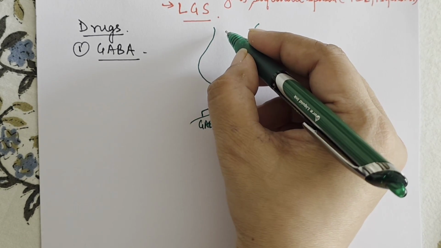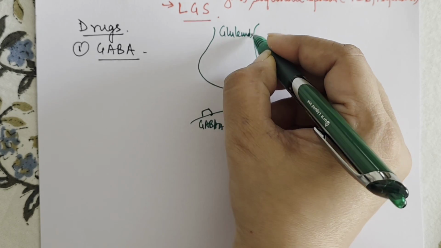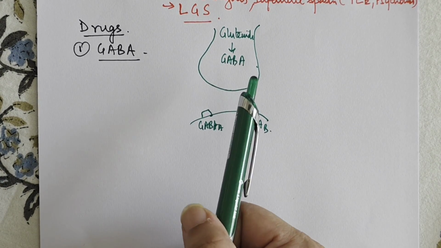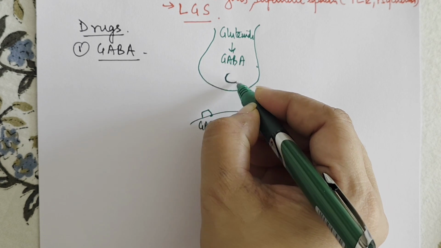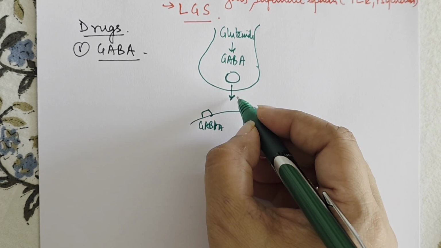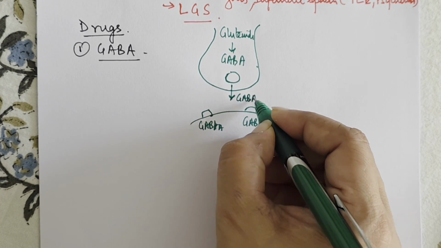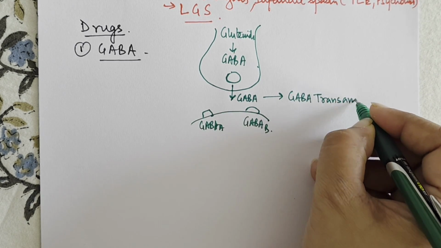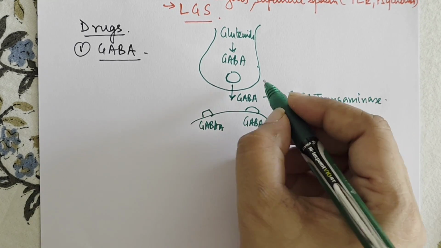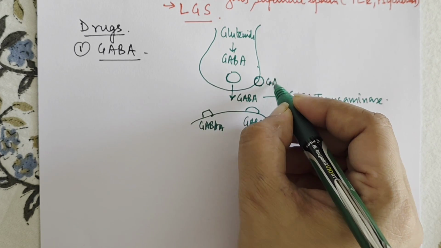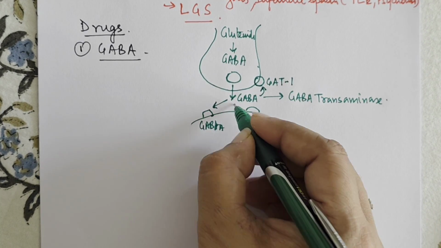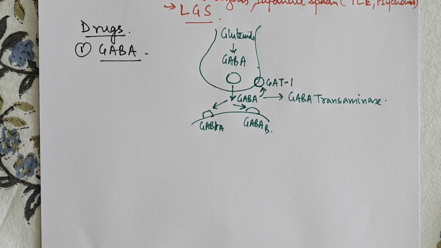Now here from glutamate we make GABA. So from glutamate GABA is made, and then it is released. After release, it is metabolized by GABA transaminase, the enzyme that metabolizes GABA, and there is a transporter here known as GAT1. This is the reuptake. And then GABA also attaches to the receptors A and B. So what are the drugs that are acting here?